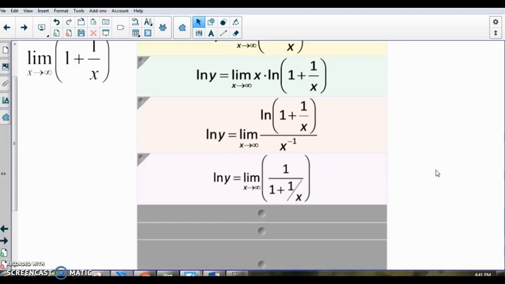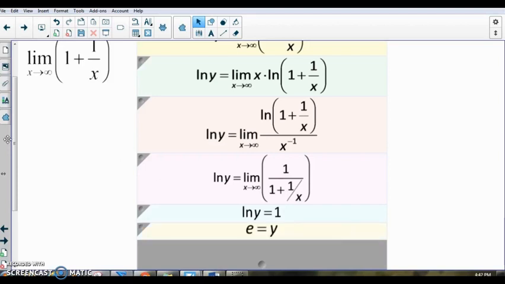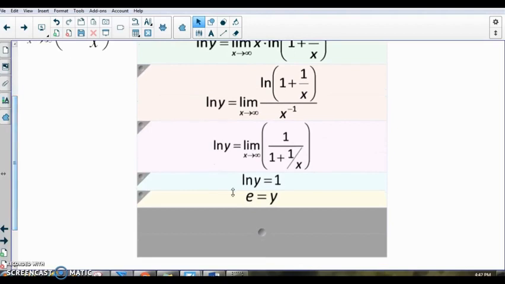And you end up with 1 over 1 plus 1 over x, which, that whole thing's limit, is equal to 1. Okay, so now I have gotten rid of the whole entire limit thing. I have the natural log of y equals 1. Which now I'm going to undo the logs, because remember I didn't have logs in the problem, so I'm going to undo the logs to figure out what y is equal to. So this really means that y is equal to e.